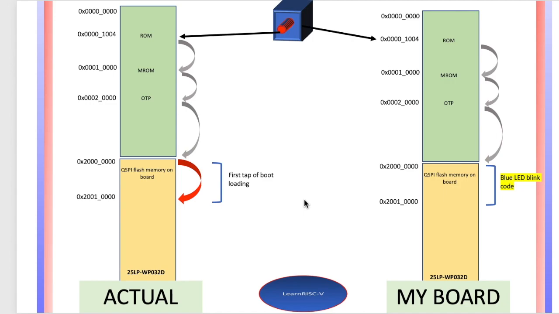But anyway, right now I'm able to program my blue LED blink code into this location because I have already erased this. If I load my blink code elsewhere, since there is no code here, the execution will not call my application. So I have to load my application code right at the start of the flash. This is what I have done recently.